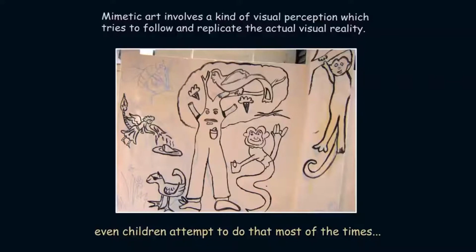Now, mimetic art involves a kind of visual perception which tries to follow and replicate the actual visual reality, and it is such a tendency that you find even among the children. So, children attempt to do this kind of mimetic process most of the times, though what they come up with may not be so convincing in terms of a realistic portraiture or a realistic depiction, but the entire attempt of a child is generally to be as faithful as possible to the real world.